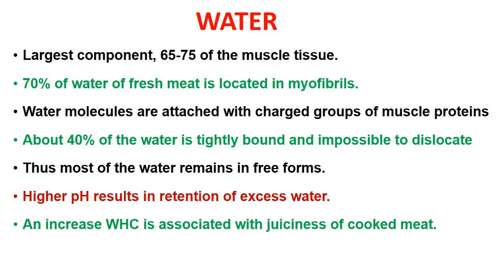And here the pH has an important role, as we have discussed earlier in the UG lecture, that is, the change during rigor mortis and further during aging. So the pH should go up, and only then will the water holding capacity increase and the water retention be more. In other words, when the pH is higher, the water holding capacity will be more, and the meat will have better juiciness, and the yield of the product will also be more.